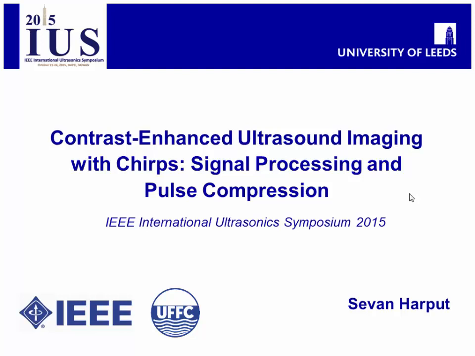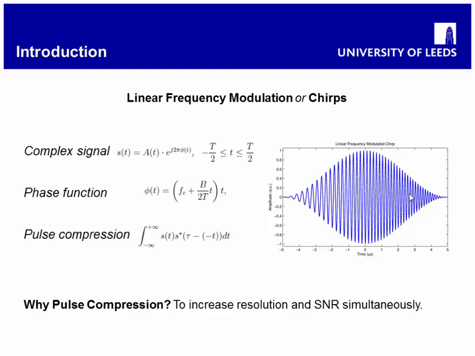I am trying to share my observations while using Chirps. It's not going to be a regular research presentation. It's more going to be a definition of a problem and proposing a solution. So I want to define the Chirps. What's Chirps? Why do we use it for imaging? Very briefly.